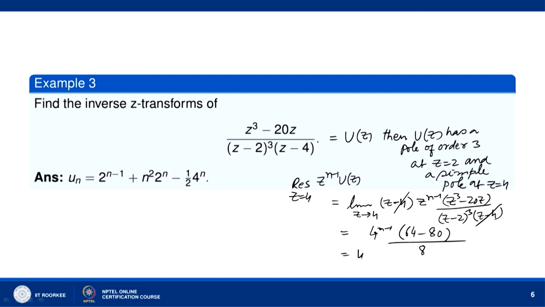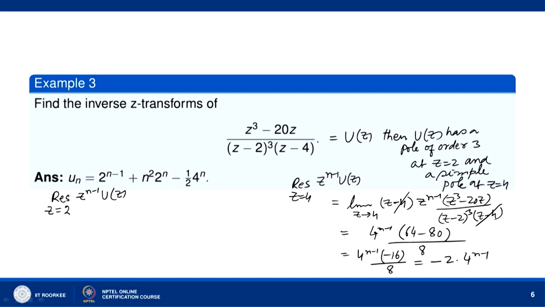So, 4 to the power n minus 1, here we have minus 16 divided by 8. So, this is minus 2 into 4 to the power n minus 1. So, we have found the residue at the simple pole z equal to 4. Now, we will have to find the residue at z equal to 2 of z to the power n minus 1 uz. So, here we have a pole of order 3.